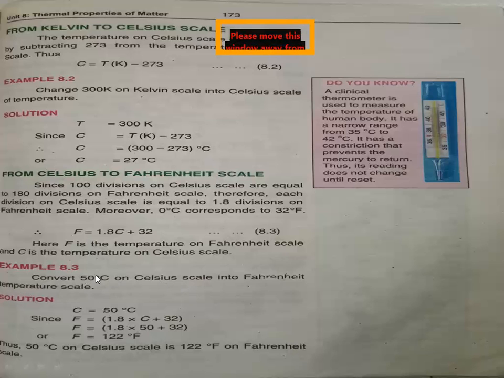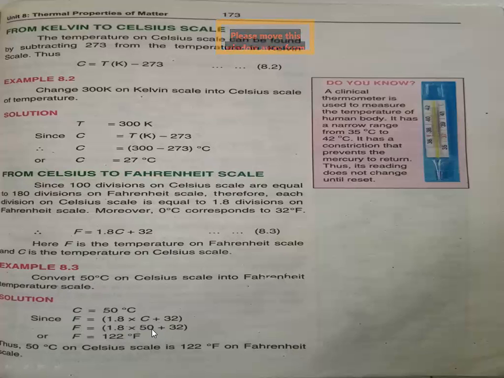So we are given the temperature in the Celsius scale, and I need to find the temperature in Fahrenheit. I will use this formula, equation 8.3: F is equal to 1.8 times C plus 32. You can use this formula to go from Celsius to Fahrenheit. Just plug in the value of C, which is 50 degrees Celsius, given to me.